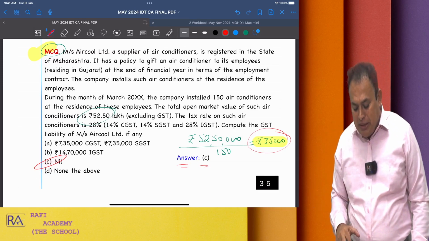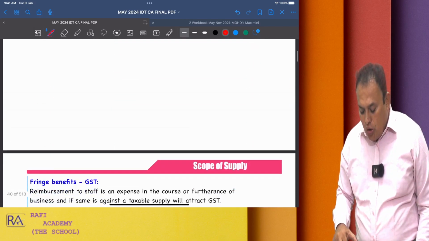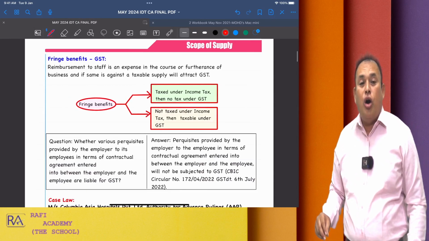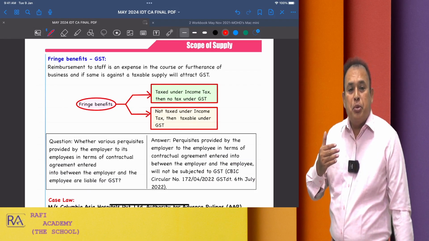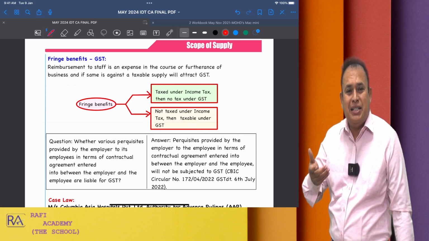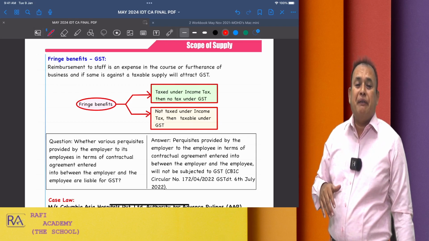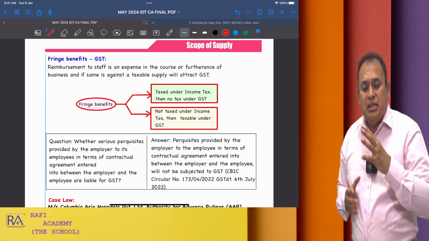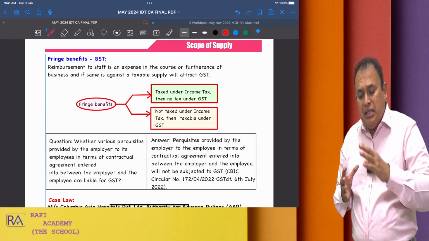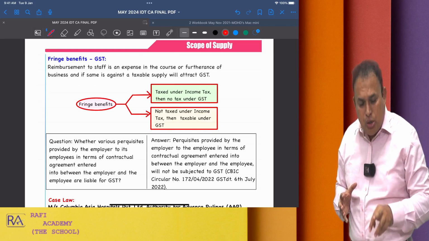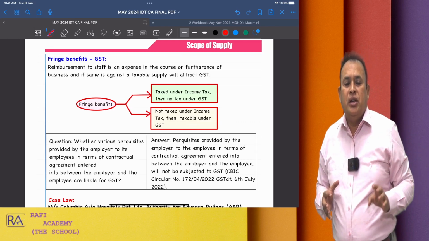Further referring to my discussion, so far I have brought to your notice the concept of an employee providing services to the employer in the course of employment, which is neither supply of goods nor supply of services, because supply excludes an employee providing services to the employer in the course of employment.